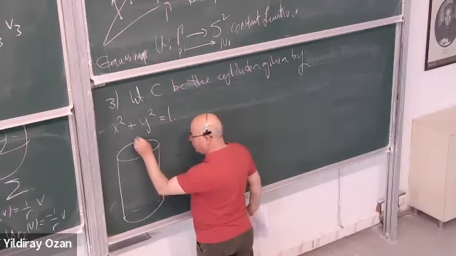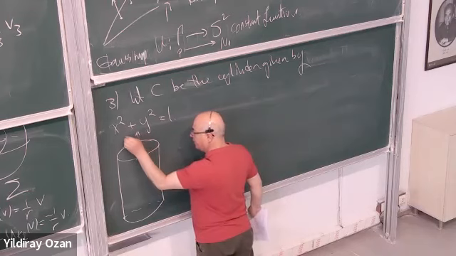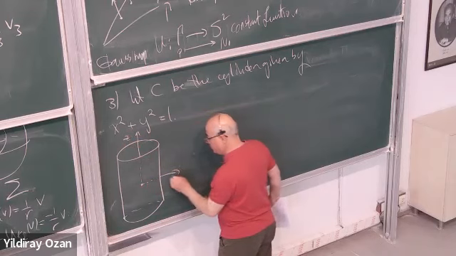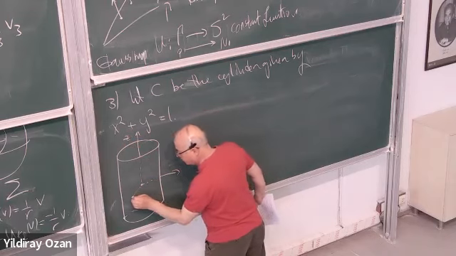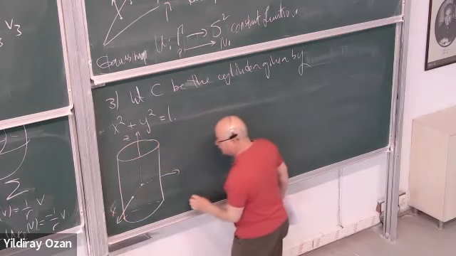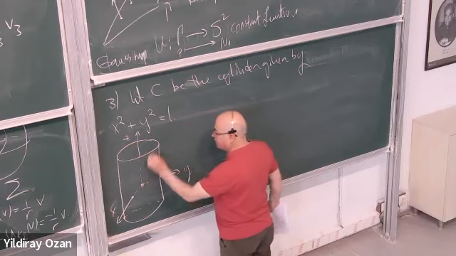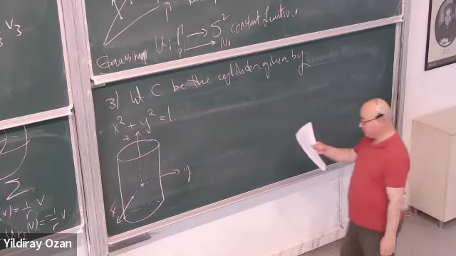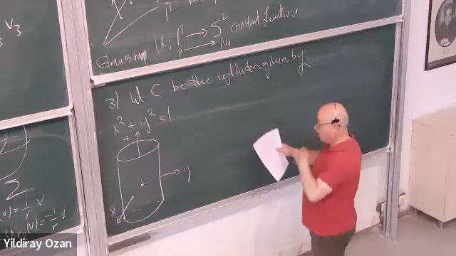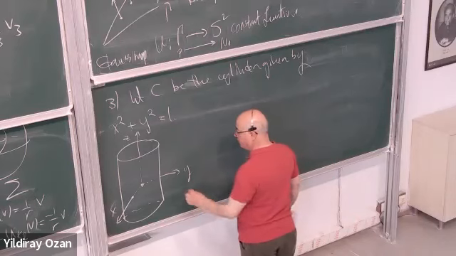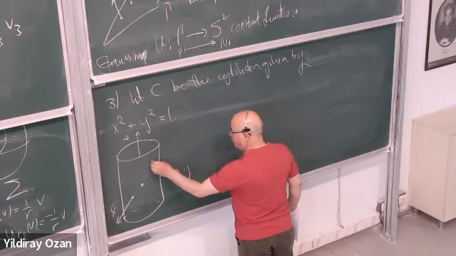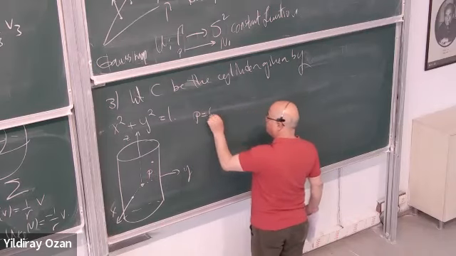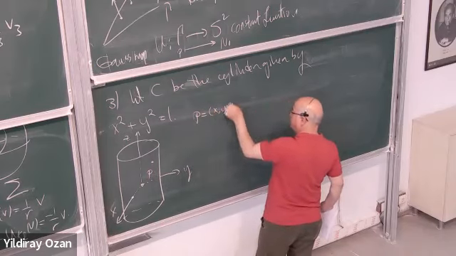right? Here is the z-axis. This is the x-axis, y-axis, and this is the z-axis. All right, this is the cylinder. So let's choose a point on the cylinder, any point P. Let's say P has coordinates X, Y, and Z.